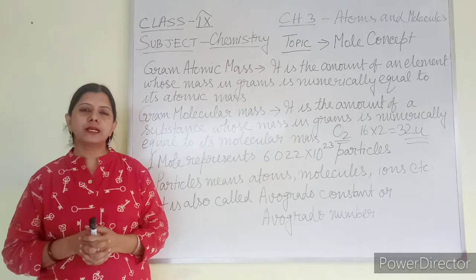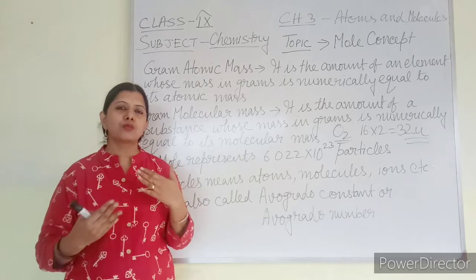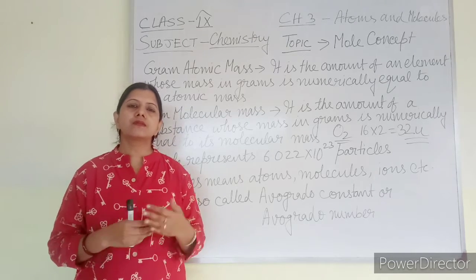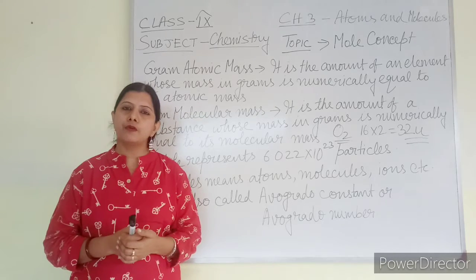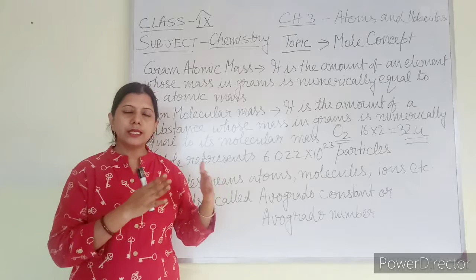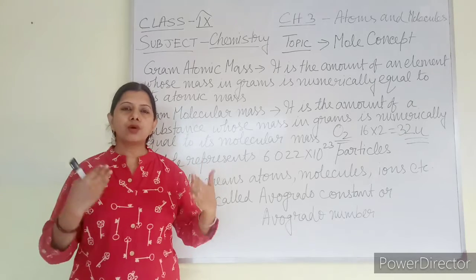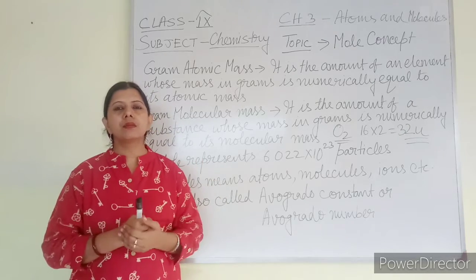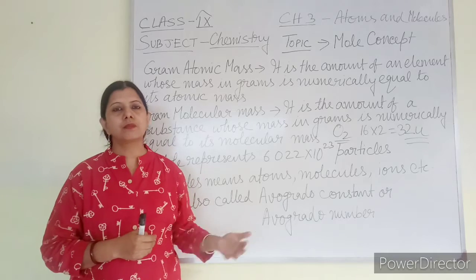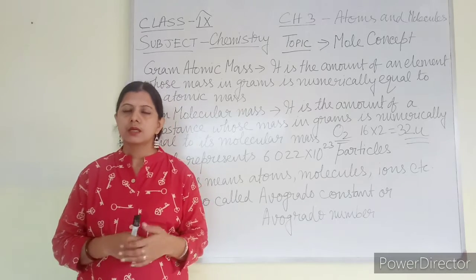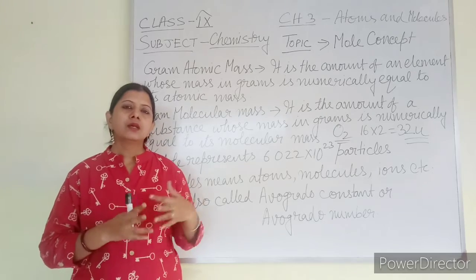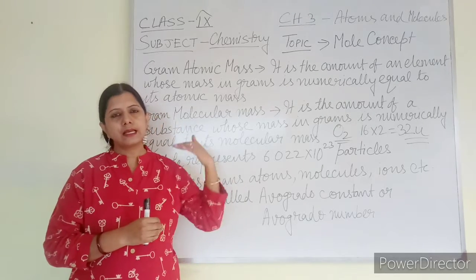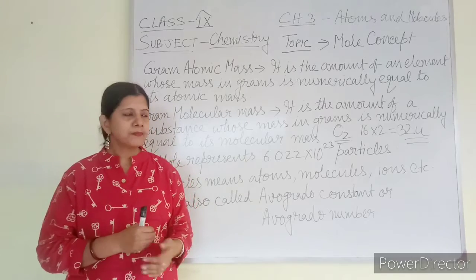Oxygen cannot exist freely, it is always found in the form O2. Nitrogen is always found in the form N2. Phosphorus is P4. So in this case, gram molecular mass is more important as compared to gram atomic mass. But sodium and potassium can exist freely, so in that case I can say gram atomic mass.